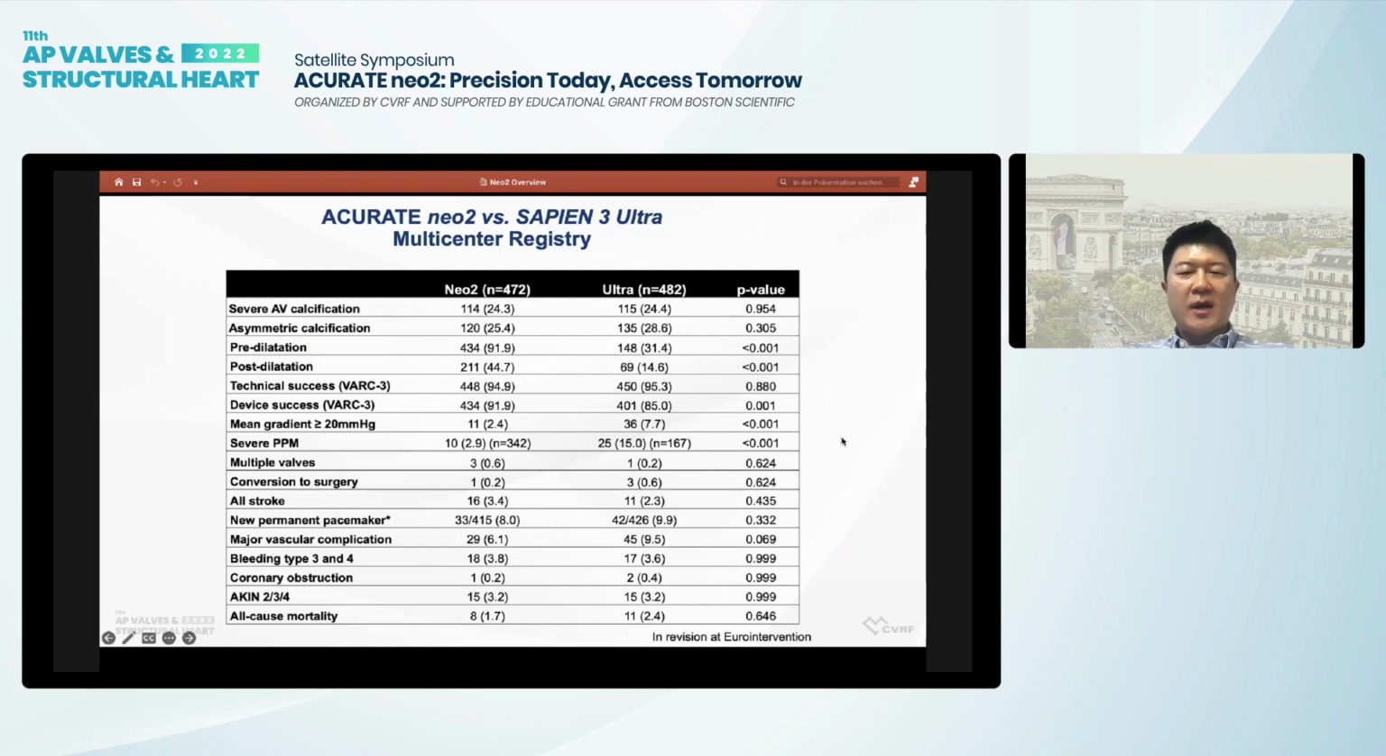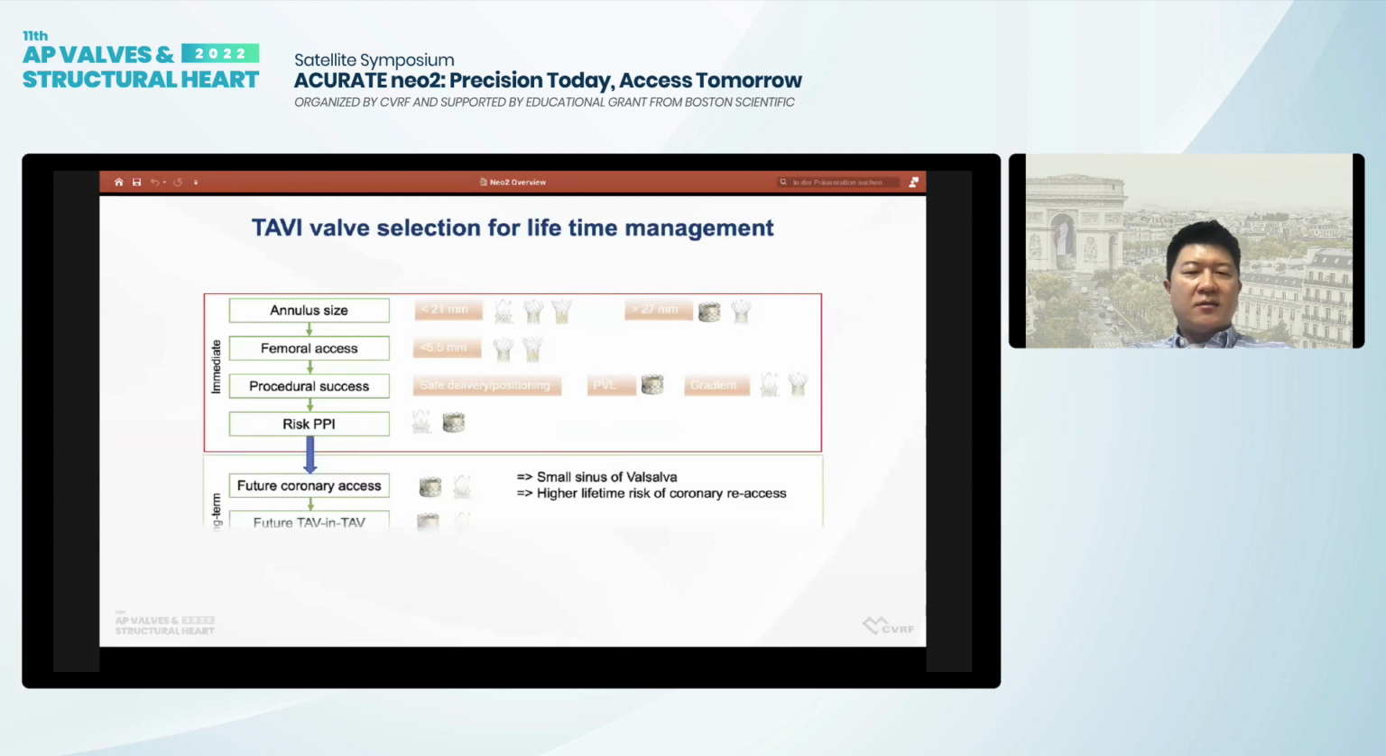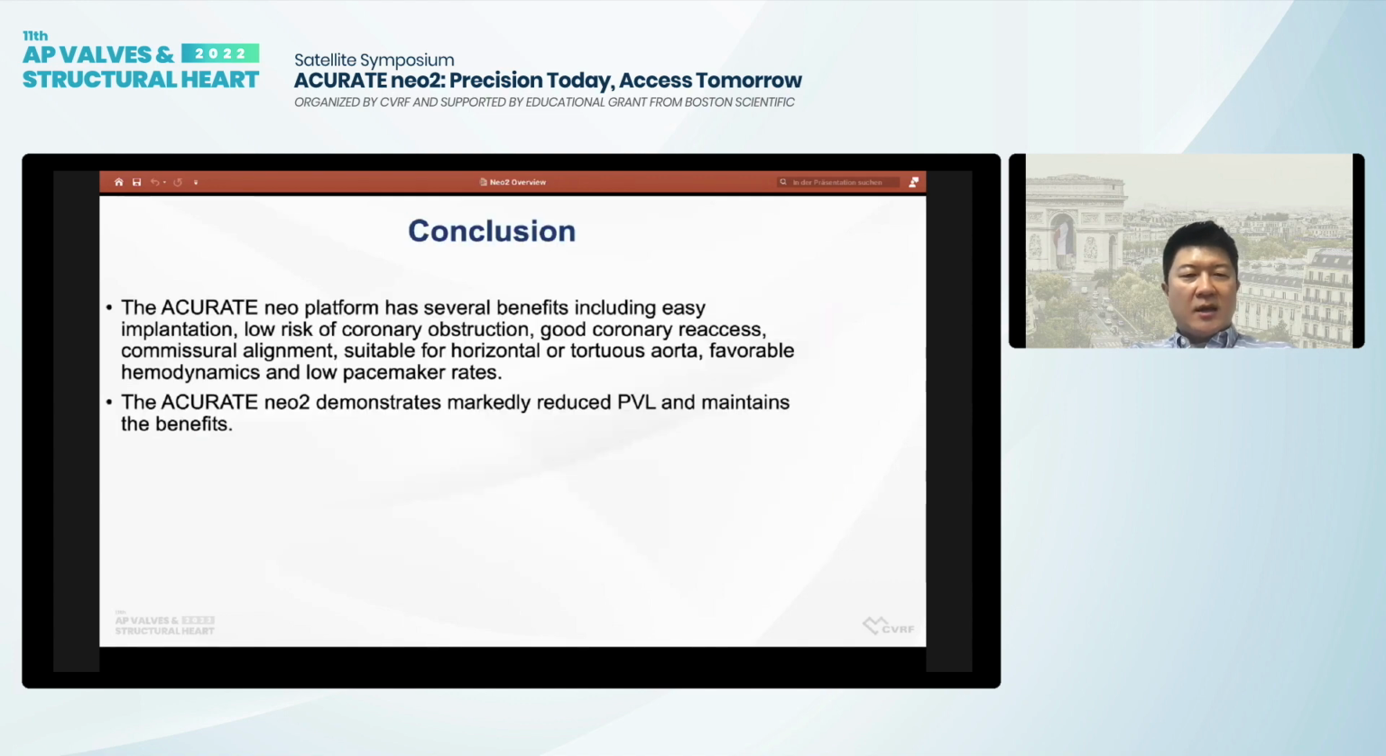Here you see other outcomes. I think I will skip that, and I hope I was able to show you that the suitability of the Neo versus the Neo2, only due to the tiny difference of the skirt, really increases the suitability of patients that can be treated, and this should be taken into account also for valve selection. And I would like to conclude the Neo platform.